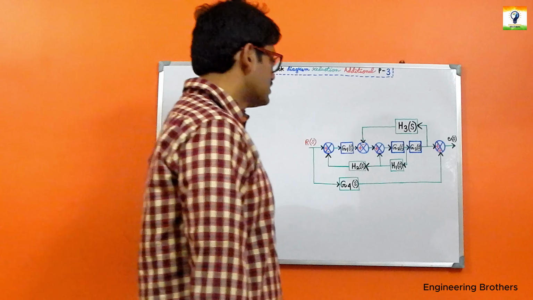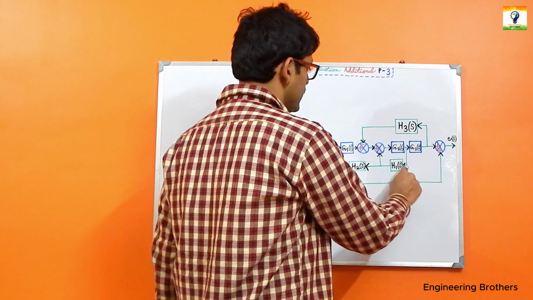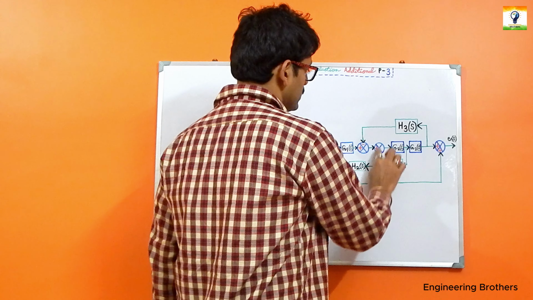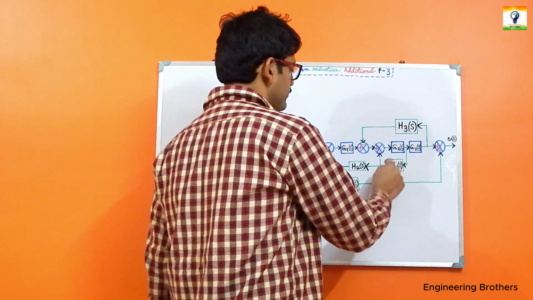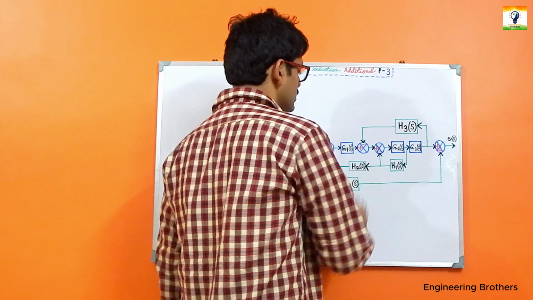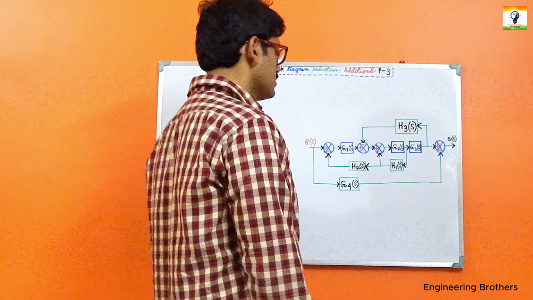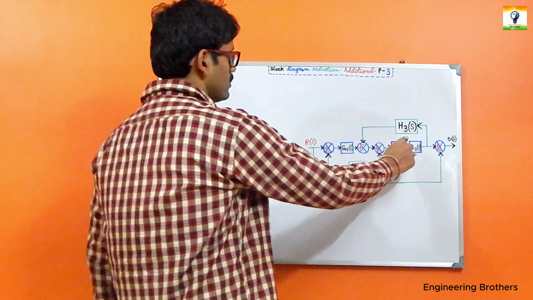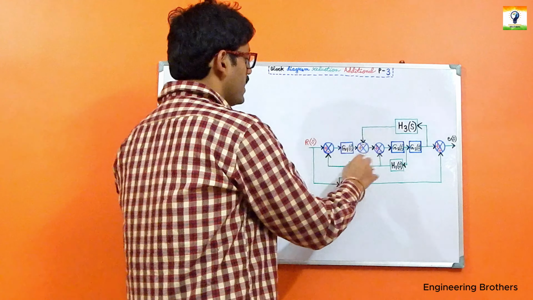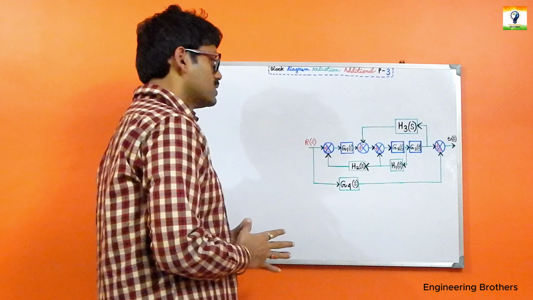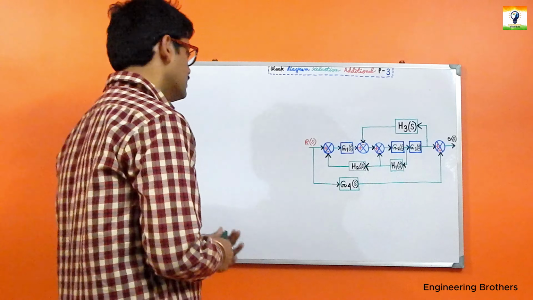We can see that we have a feedback signal of H1(s), and up to this point it has been considered as H1(s). After this takeoff point, you can see that another gain of H2(s) has been associated. Now I can divide this takeoff point into two parts, so let us modify our first diagram.